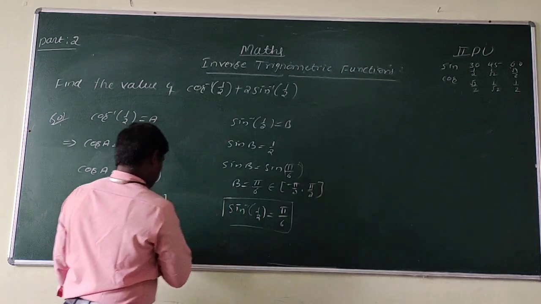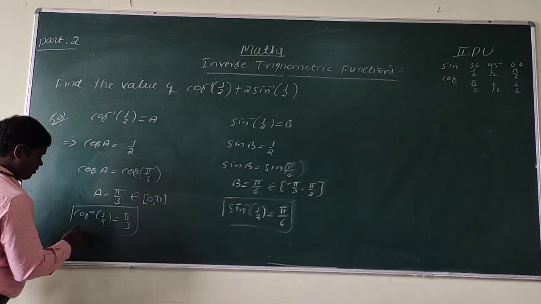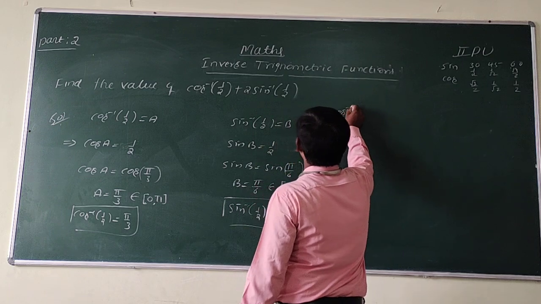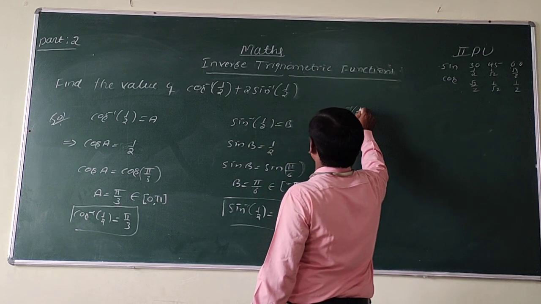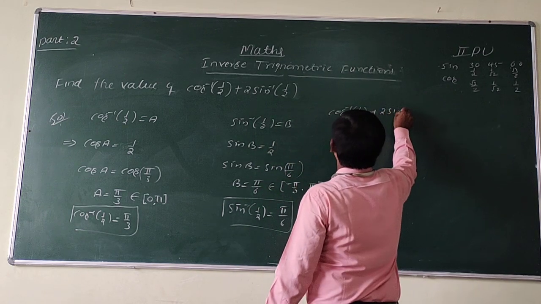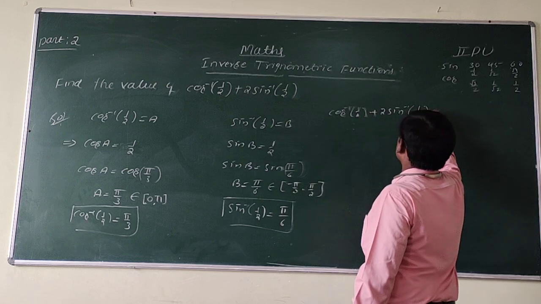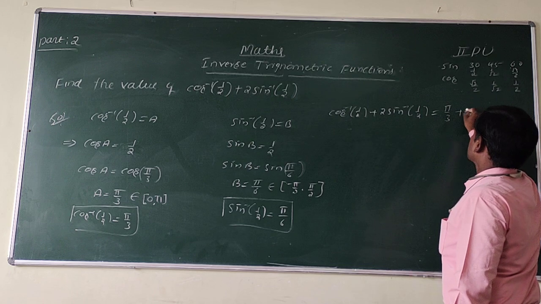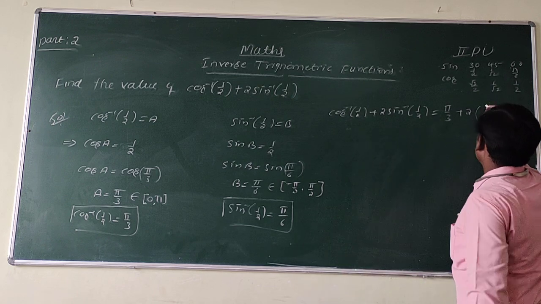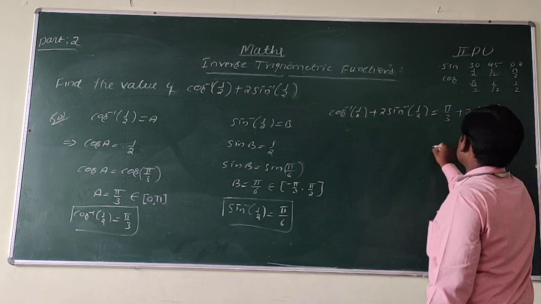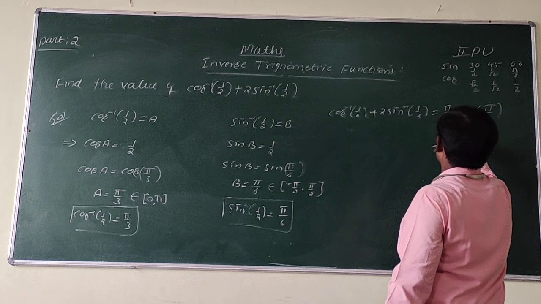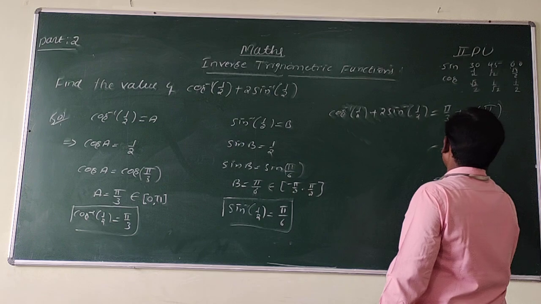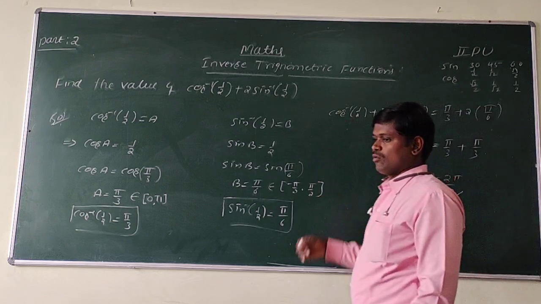What is the value of sin inverse of 1 by 2? This is the value of cos inverse of 1 by 2. So therefore, cos inverse of 1 by 2 plus 2 into sin inverse of 1 by 2 is nothing but what? Pi by 3 plus 2 into pi by 6. So this is nothing but pi by 3 plus pi by 3. So that is 2 pi by 3. So this is the value of the given problem. So write down.